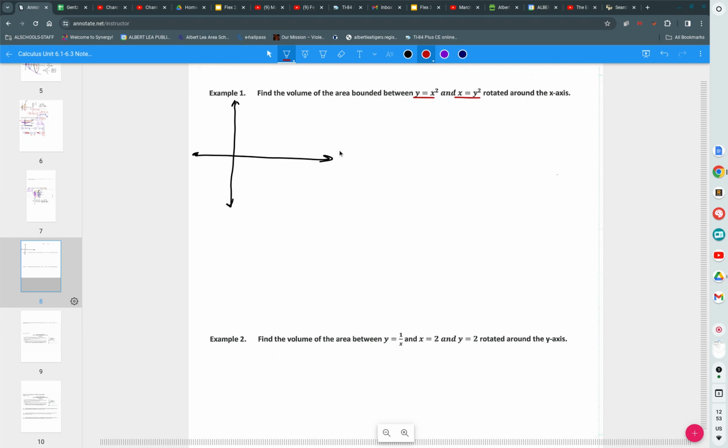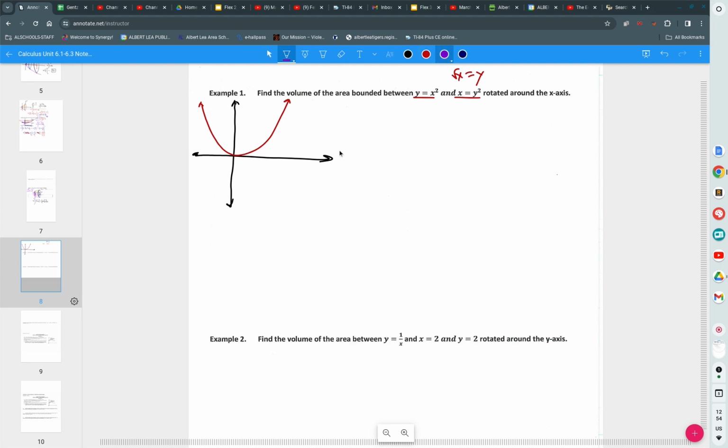What is y equals x squared going to look like? A parabola like this. And what is x equals y squared going to look like? Okay, I want to make a point here. Because Ray is correct, this would be the square root of x is equal to y. It's the same thing. But we notice x equals y squared is a horizontal parabola.